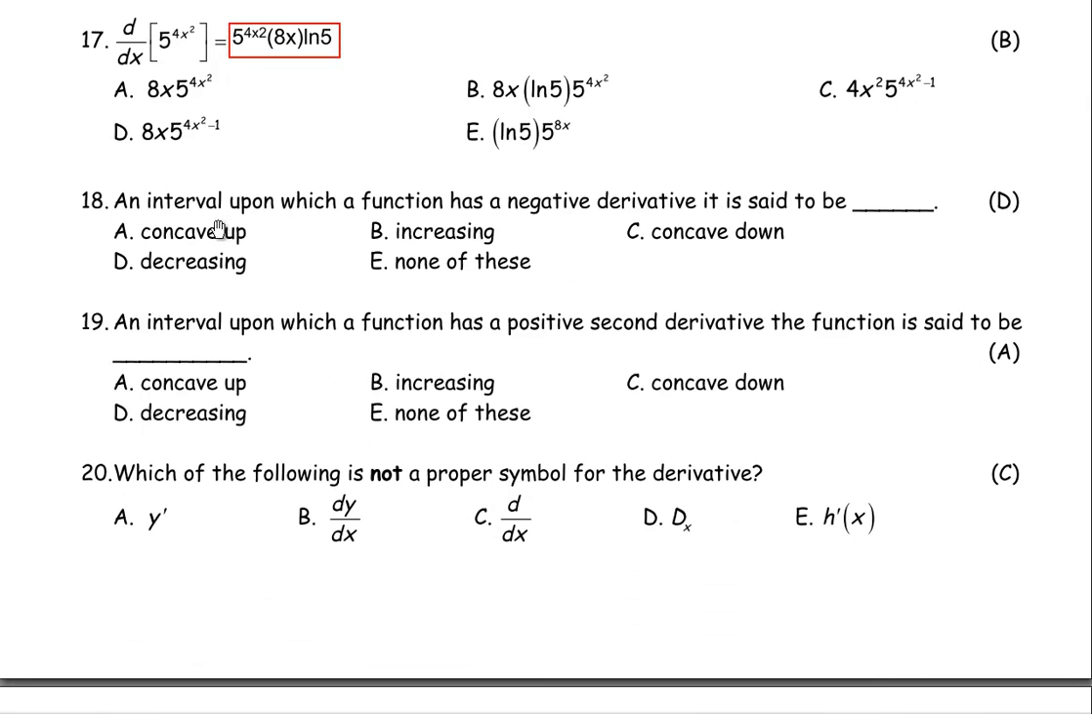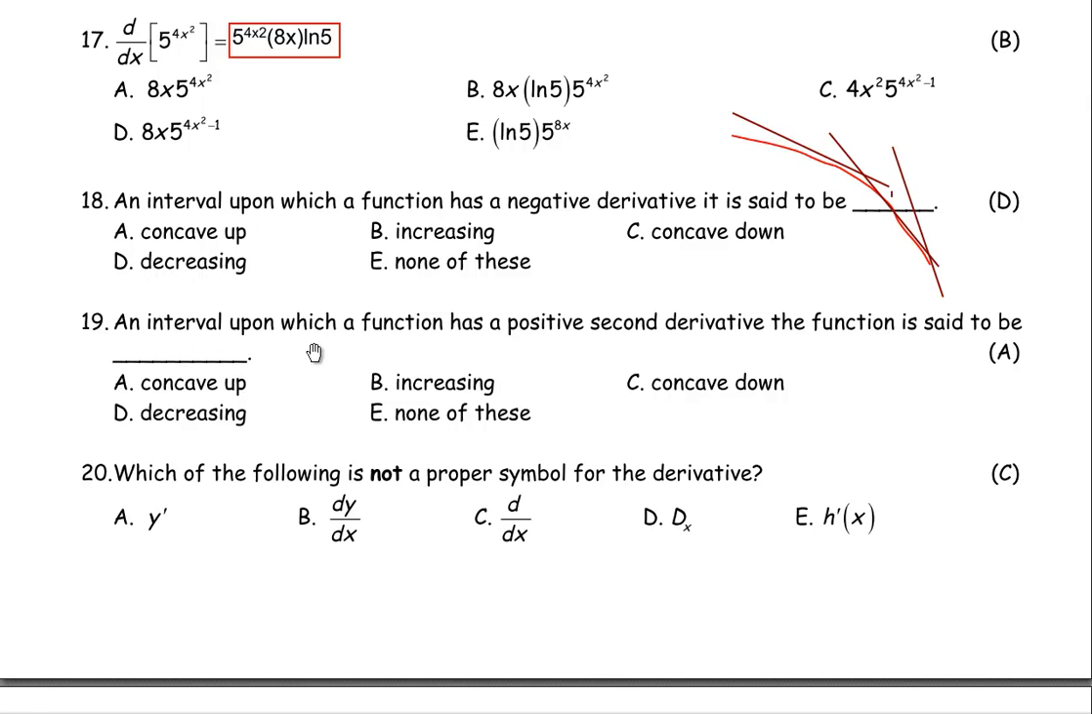For number 18, an interval upon which a function has a negative derivative is said to be decreasing, because a negative derivative means the function is going down from left to right, something like this. And so if you calculate the derivative at any point there, like the slope of the tangent line, it would have to be negatively sloped. All those tangent lines are negatively sloped, so the derivative would have a negative value. So that's why D is the correct answer for 18.